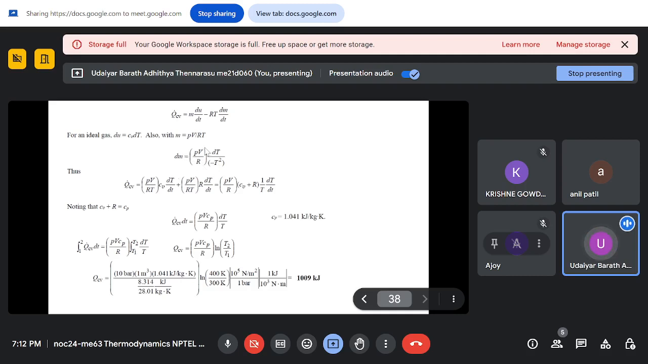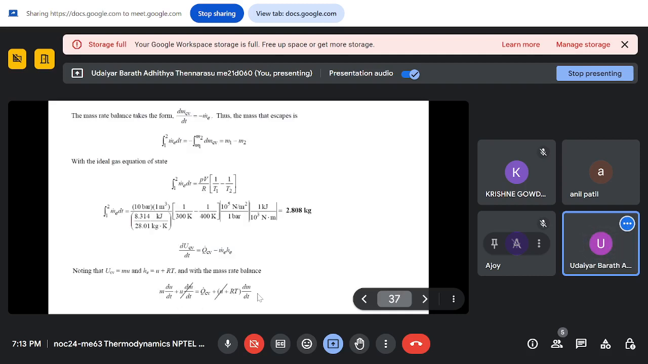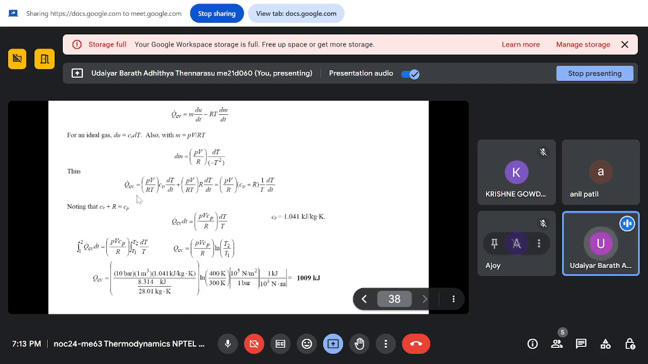So dm is PV by R into dt by minus T square. So QCV is PV by RT into Cv dT by dt, where capital T is temperature, small t is time. So dT by dt plus dm by dt, which we have already found out, into RT.